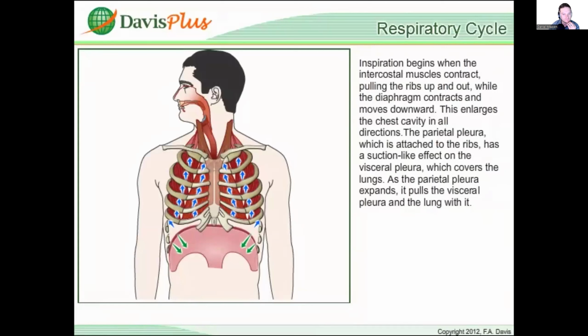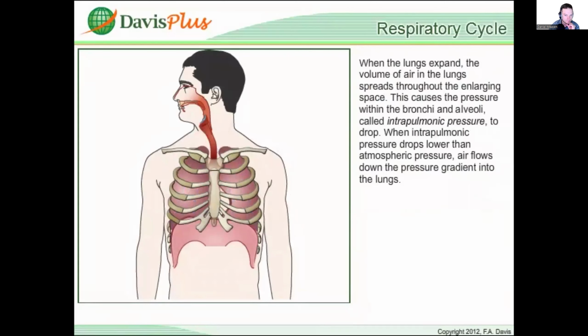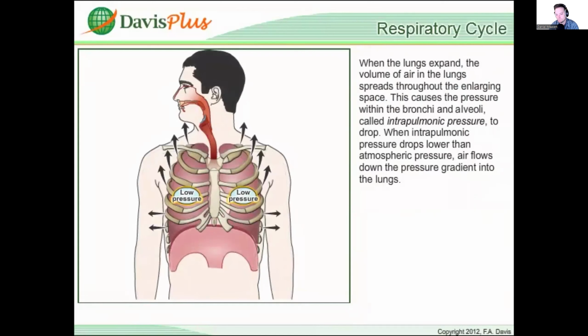The parietal pleura, which is attached to the ribs, has a suction-like effect on the visceral pleura, which covers the lungs. As the parietal pleura expands, it pulls the visceral pleura and the lung with it. When the lungs expand, the volume of air in the lungs spreads throughout the enlarging space. This causes the pressure within the bronchi and alveoli, called intrapulmonic pressure, to drop. When intrapulmonic pressure drops lower than atmospheric pressure, air flows down the pressure gradient into the lungs.